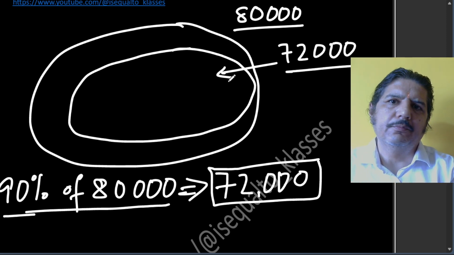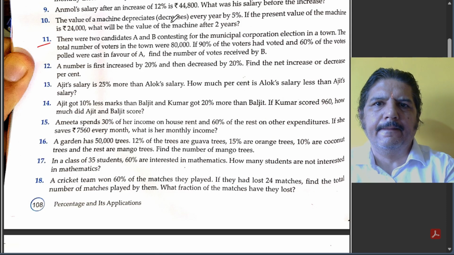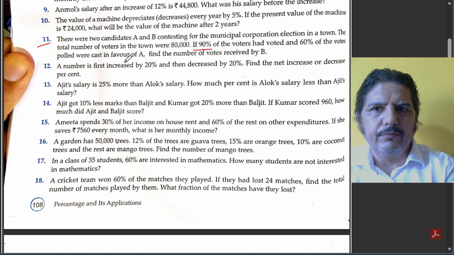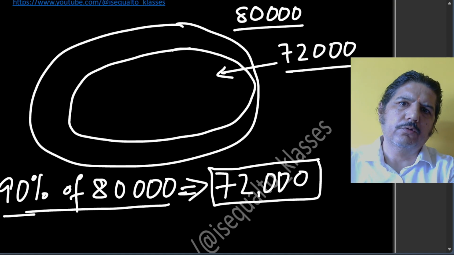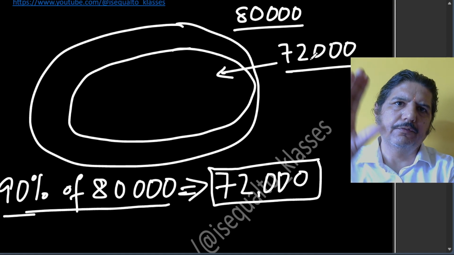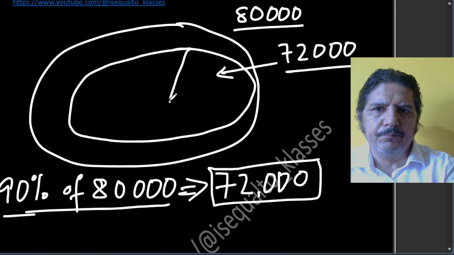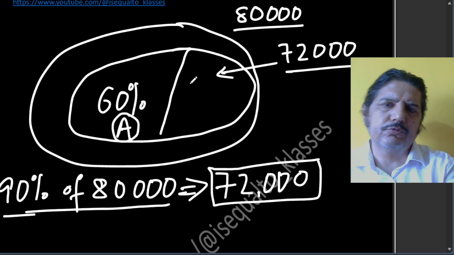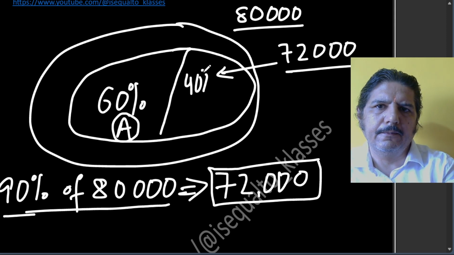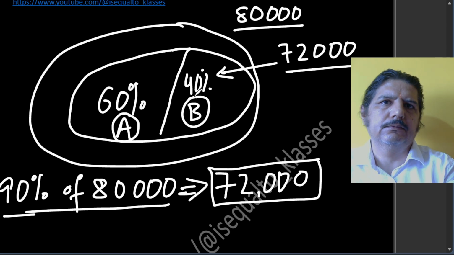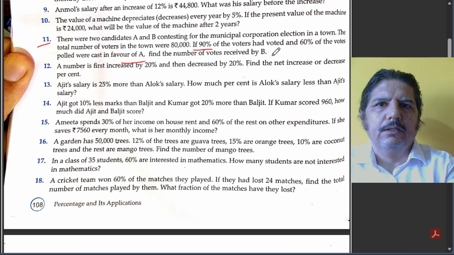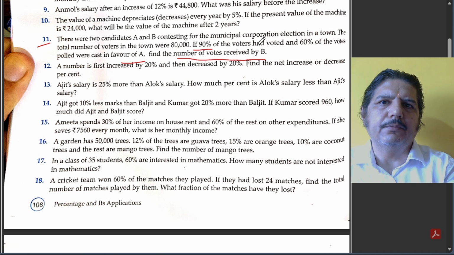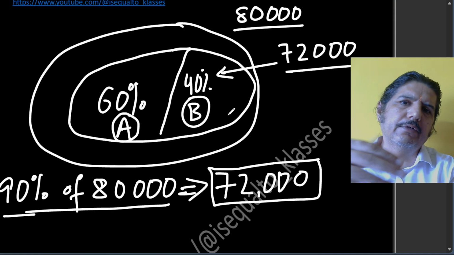So these 72,000 people have voted. So 90% have voted. 60% of the votes polled were cast in favor of A. So out of the 72,000 people who voted, 60% of them voted for A, and of course the rest of the votes would have gone to B. So 40% have gone to B. I hope this is clear. And find the number of votes received by B. So they are asking us how many votes went to B.